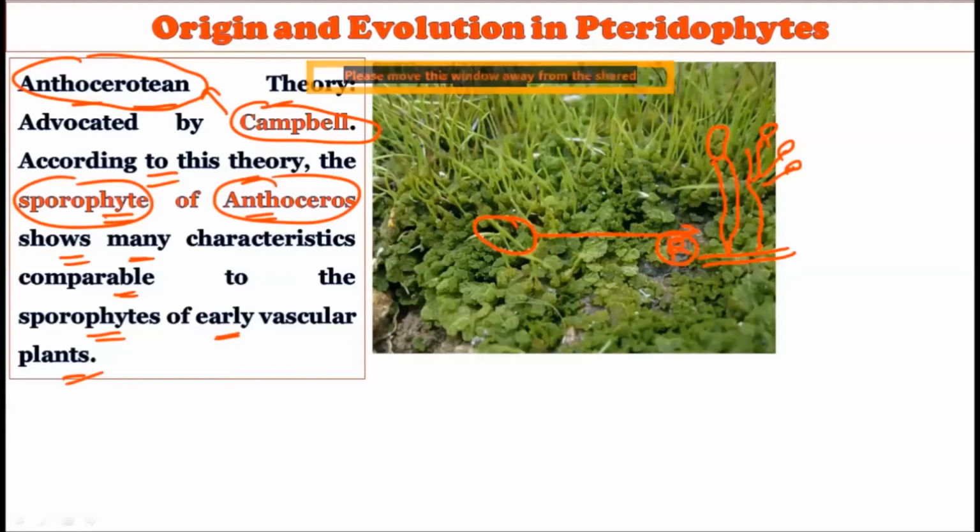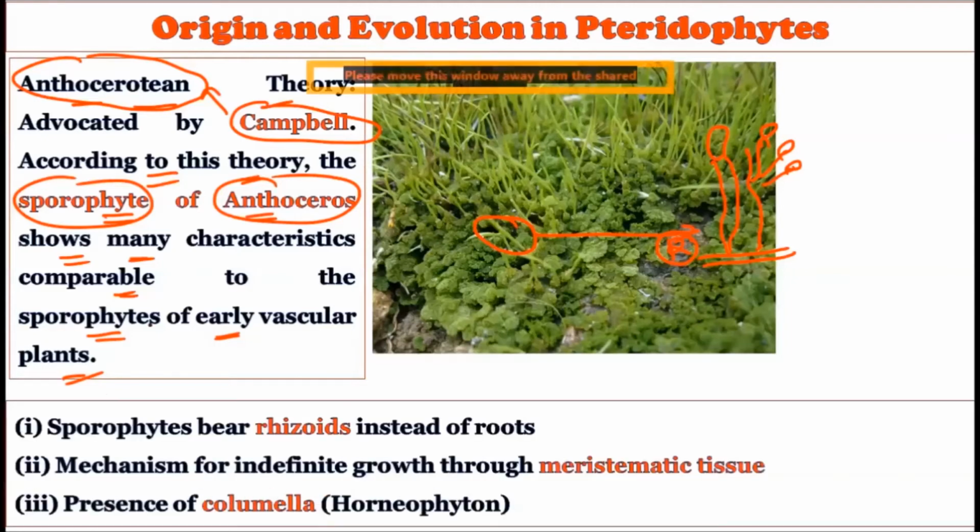and the sporophyte of the early vascular plants, for example Rhynia, match typically with the sporophyte of Anthoceros. Okay, now consider the matching points. The sporophytes bear rhizoids instead of roots. The sporophytes of the early pteridophytes show the presence of rhizoids instead of roots, and this is also true for the sporophyte of Anthoceros.